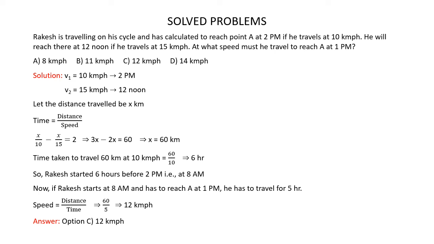Now we know that speed is equal to distance upon time. We know that distance is 60 and now the time is 5 hours. So speed is equal to 60 divided by 5, that is 12 kilometers per hour. So Rakesh has to travel at a speed of 12 kilometers per hour to reach point A at 1 p.m. So the correct answer is option C, 12 kilometers per hour.